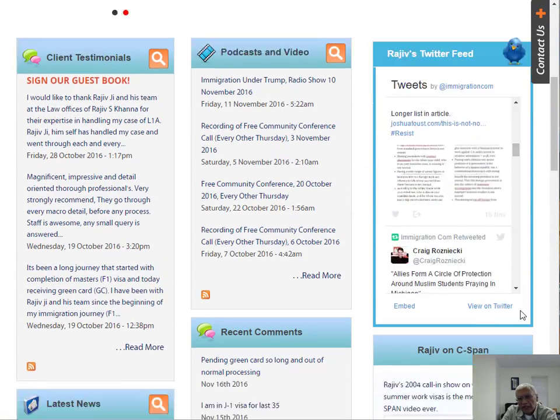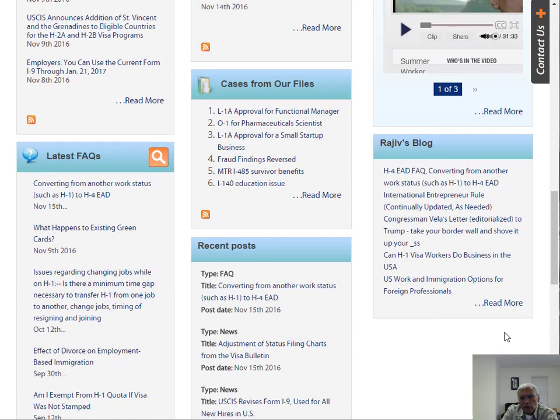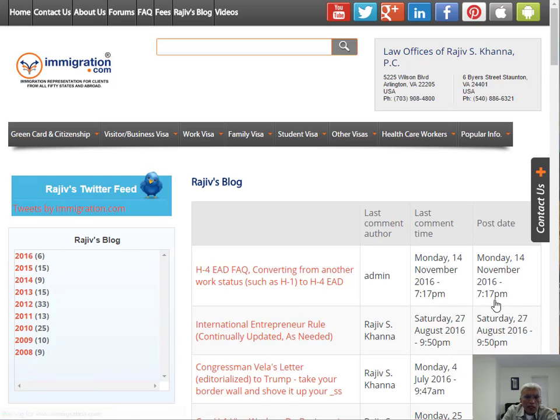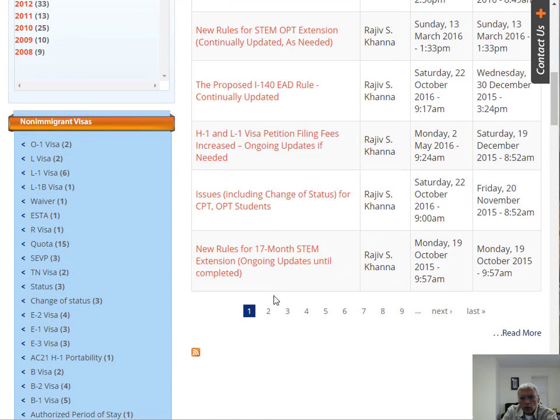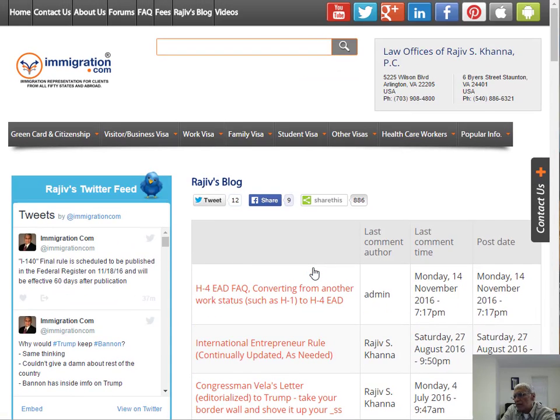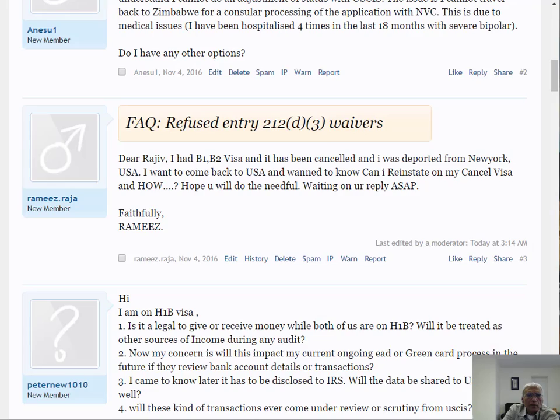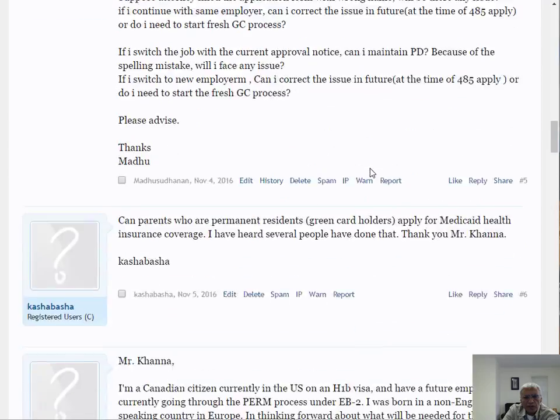I'm pointing out on my screen in my blog. If you go to my blog and you scroll through, you'll see the rule. In here, it has been already commented upon. So once again, the so-called I-140 rule will be published tomorrow and it will become effective after 60 days, which is a good thing for us. Okay, let me go on to our next frequently asked question.